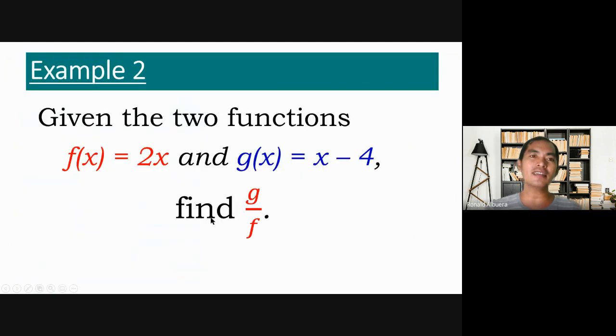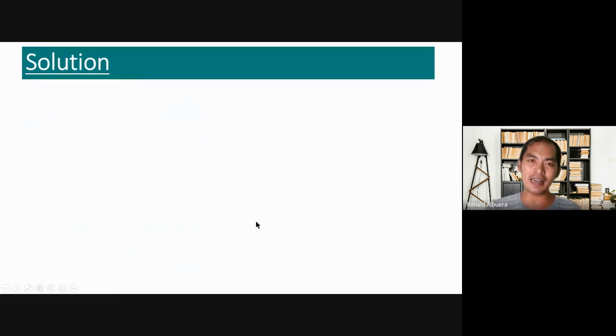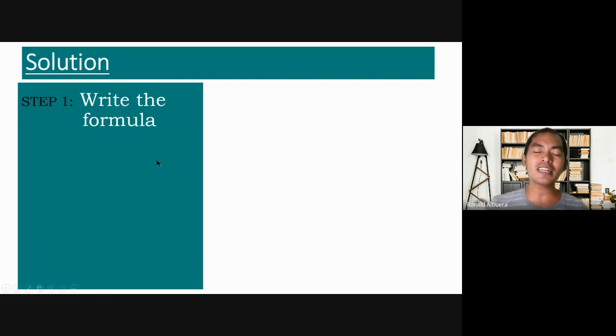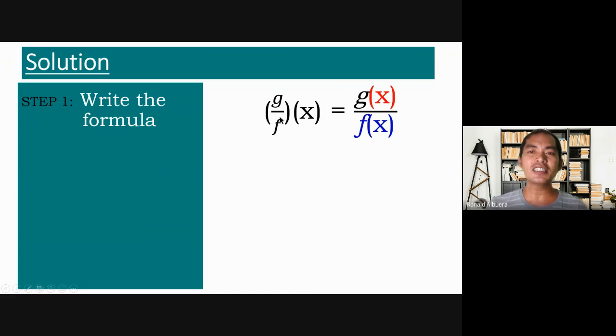Another example. Suppose the given two functions f of x equals 2x and g of x equals x minus 4. Find g over f. So, baliktad na. G ang nasa taas na. Ngayon, f ang nasa baba. Ganon din. You write first the definition. g over f of x equals g of x over f of x.